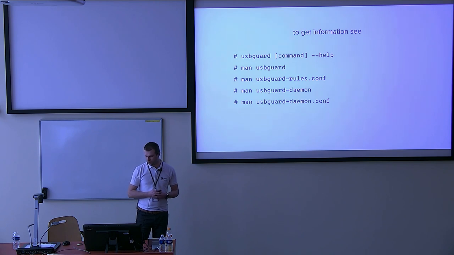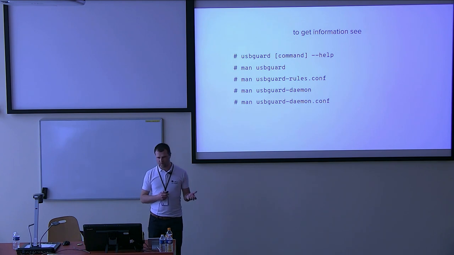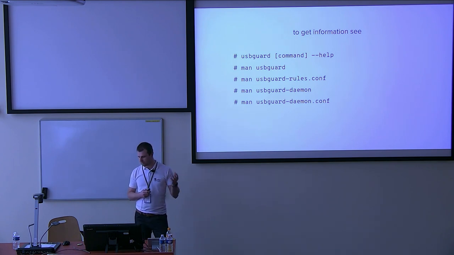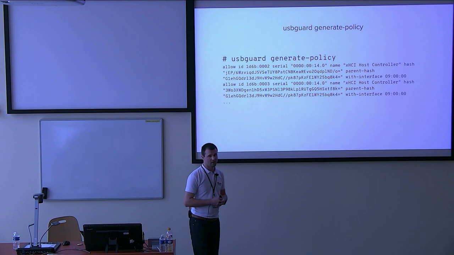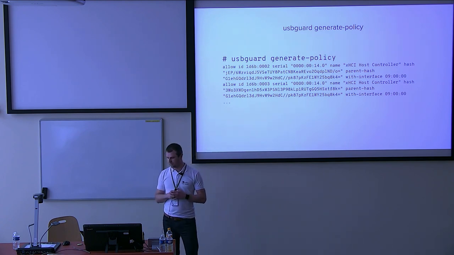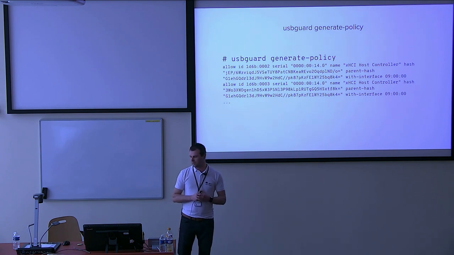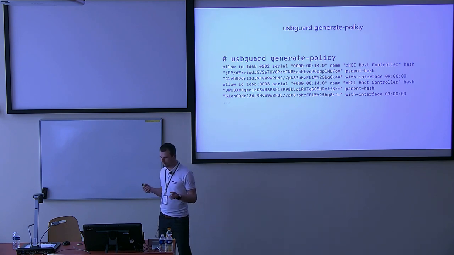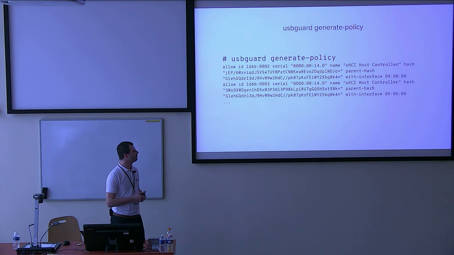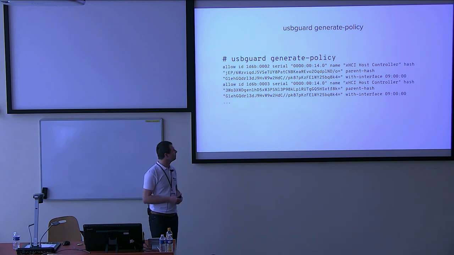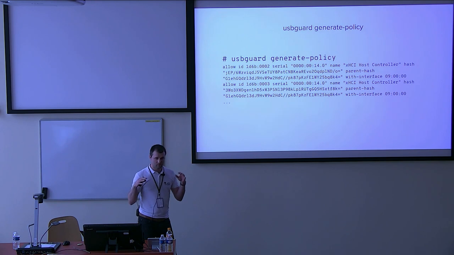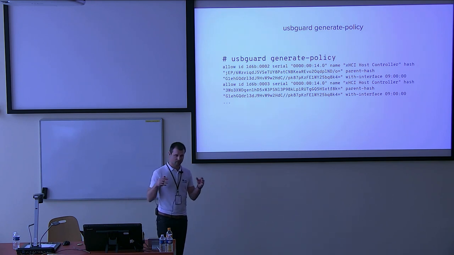This command line tool allows you to configure the service, to add rules and so on. Also, the most important command is generate policy. First of all, if you want to start using USBGuard daemon and you start it right away, it will block all the USB devices, which is not what you usually want. So you need to initiate somehow the policy to generate the rules. This command will help you, and basically what it does is it takes all the devices connected at that time and creates allow rules for them.